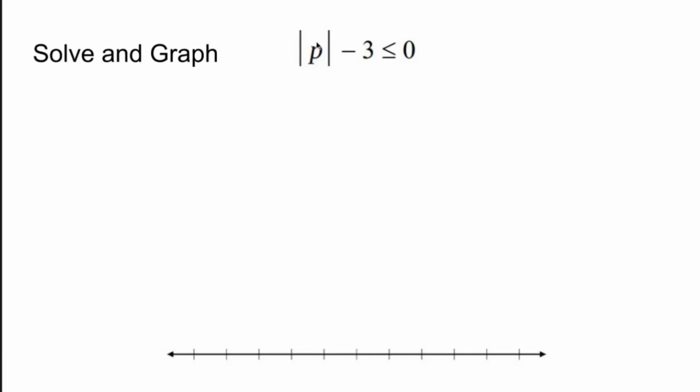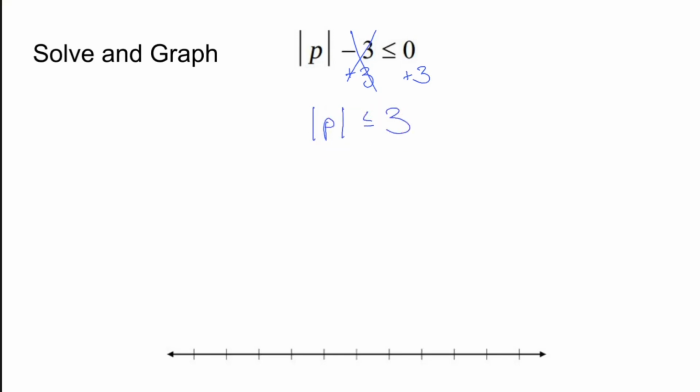Solve and graph the absolute value of p minus 3 is less than or equal to 0. Whenever we're solving an absolute value equation or inequality, the first thing you want to do is get the absolute value part all by itself. Since minus 3 is in the way, let's add 3 to both sides. The absolute value of p is now less than or equal to 3.